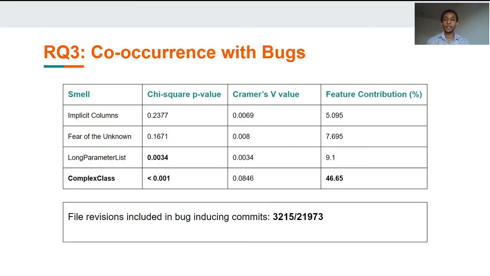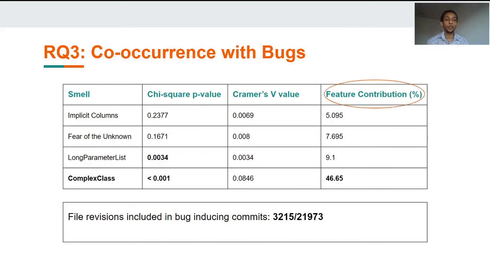And thirdly, we studied the occurrence of SQL code smells with bugs to see if there is some kind of potential correlation between SQL code smells and bugs. We ran a chi-square statistical test and found that SQL code smells do not have significant co-occurrence with bugs. On the contrary, traditional code smells such as complex Elixir and long parameter list have the significant co-occurrence, and we can see similar results for Cramer's V value.